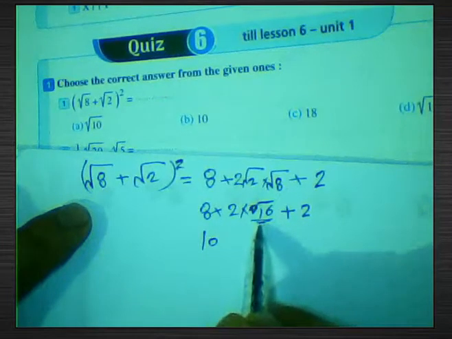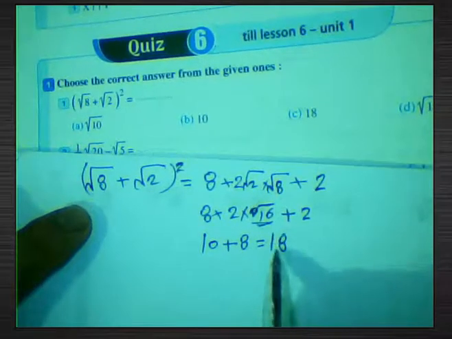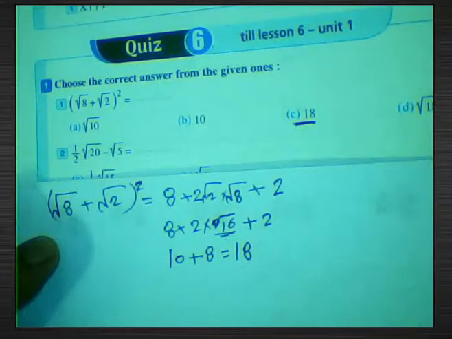The square root of 16 equals 4. 2 times 4 equals 8. The result will be 18. This is the result. We'll choose letter C.